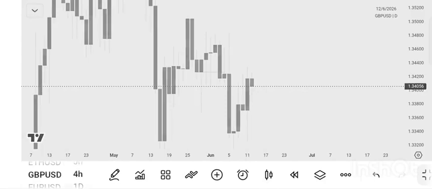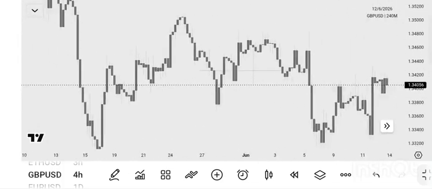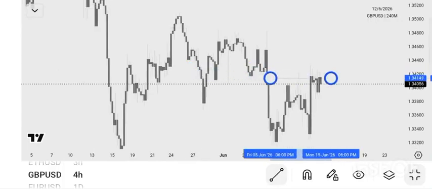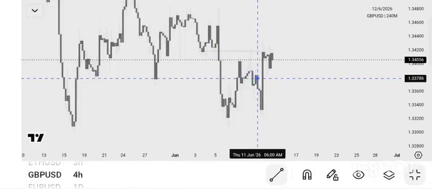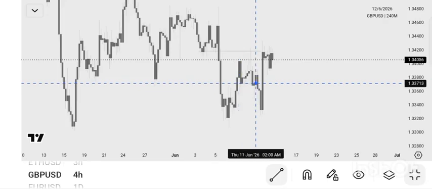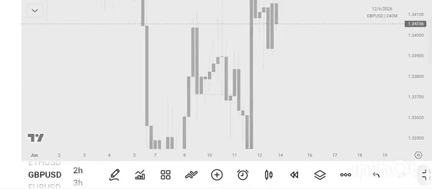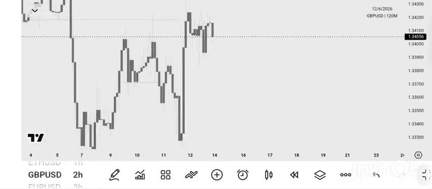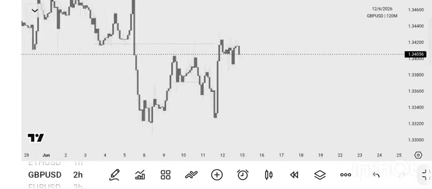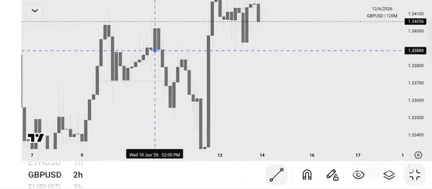Then coming to 4 hours, what can you see again? On 4 hours, we're having a most recent breakout bearish again. Apart from that, we're also having a bearish breakout on 4 hours. Go to the 2 hours time frame now. Coming to the 2 hours time frame, what can you see? Bearish breakouts. The most recent breakout again was bearish.